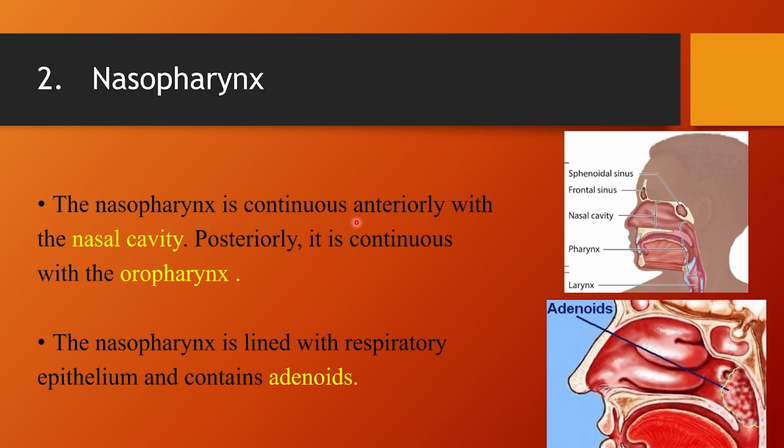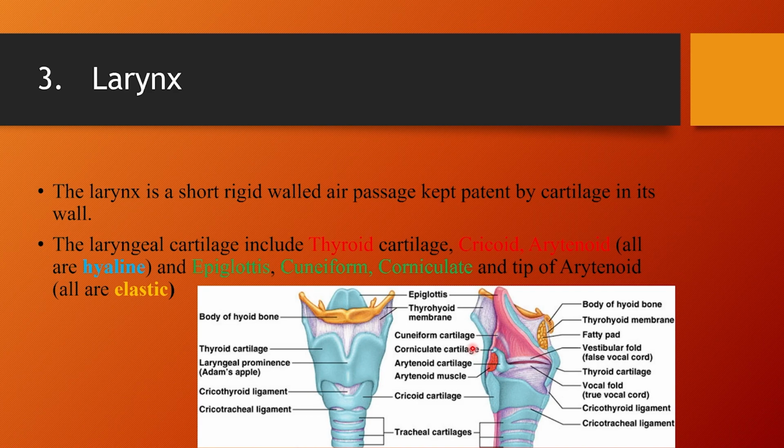Now let's talk about the nasopharynx. The nasopharynx is continuous anteriorly with the nasal cavity. As we may know, there's the oropharynx, which is continuous with the oral area, the nasopharynx, which is continuous with the nose, and the laryngopharynx, which is continuous with the larynx. Posteriorly, it is continuous with the oropharynx. The nasopharynx is lined with the respiratory epithelium and contains adenoids. The adenoids help in protection from microbes and other things that enter the body.